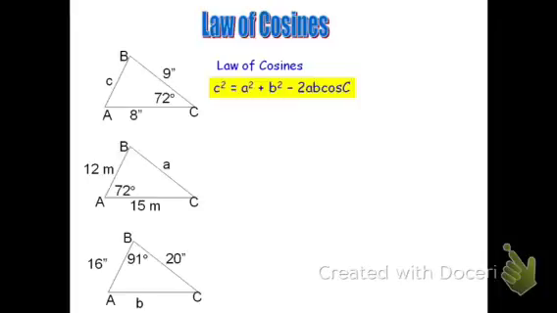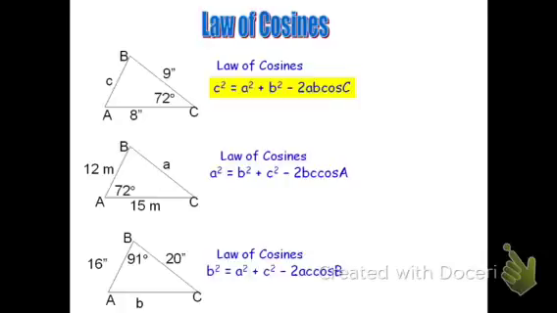If in the next example I'm using angle A, then I'm going to start with a squared by itself, in which case it'll look like a squared equals b squared plus c squared minus 2bc cosine of A. Or, in the last example, if I'm using angle B, then I'm going to start with b squared by itself, in which case b squared equals a squared plus c squared minus 2ac cosine of B.